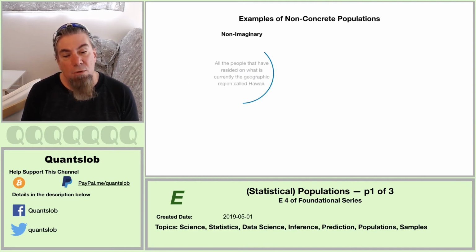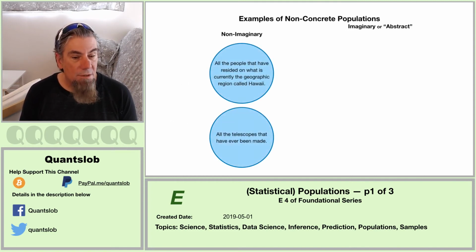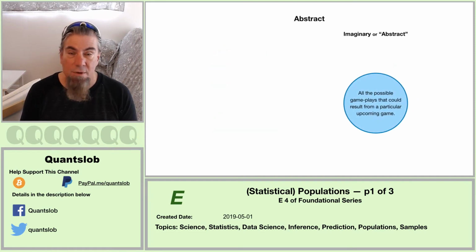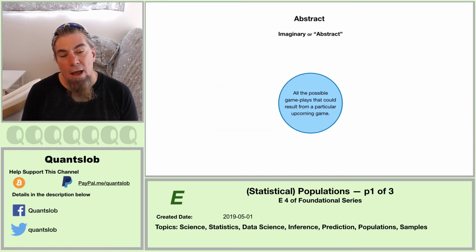The third example is a little trickier here. This contains elements that neither exist nor could they ever exist. It would therefore be purely hypothetical and, for our purposes, imaginary or abstract.